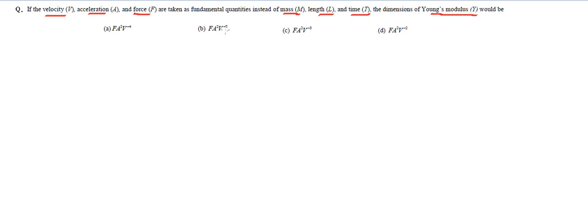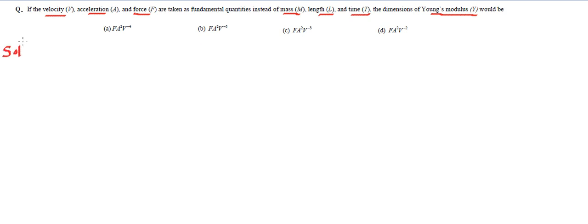So we need to see how we will be solving this question, whenever the fundamental quantities are assumed to be something different, or some different set of quantities. So let's see how we can solve it. Now again, you can pause it and try by yourself and find out your answer. There are 4 options, A, B, C and D. You will find your option out of it. So let me solve for you over here.